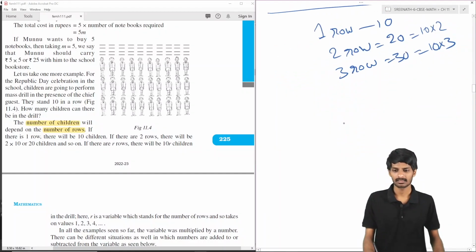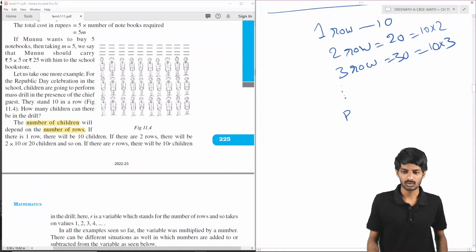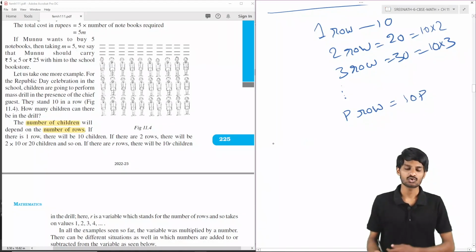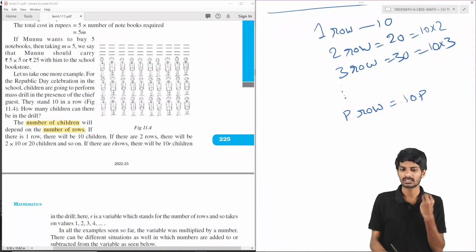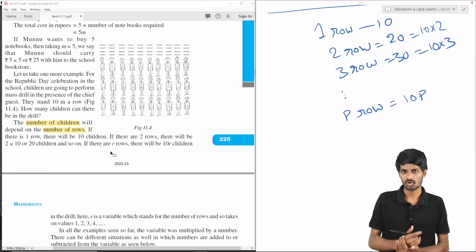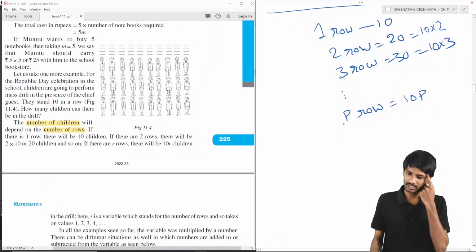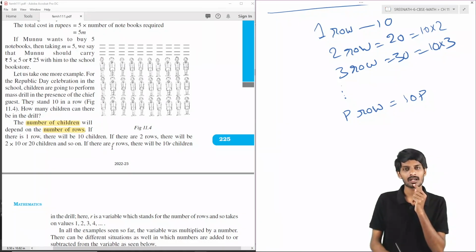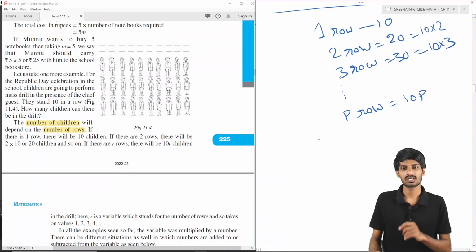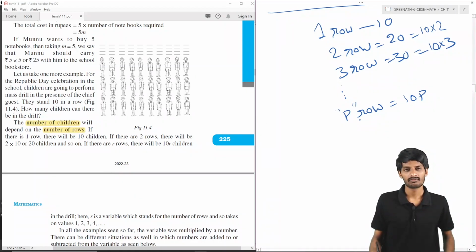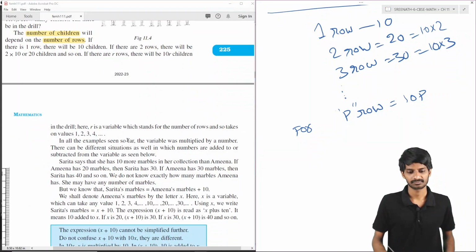So like that, if you go for P rows, how many? That is 10P. So in your textbook it is given R students, but I have written P. So nothing to worry, students. You can represent it with any letter of your choice. Why didn't I use the letter R? Here there is R, and next to it there is rows. In rows also there is the letter R, so you may get confused about the spelling. That's why I have used the letter P. So for P rows, 10P students are there, like that students.